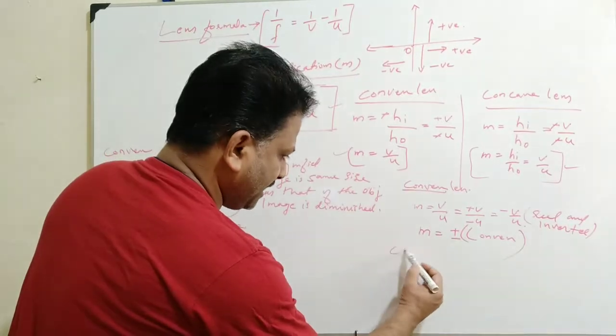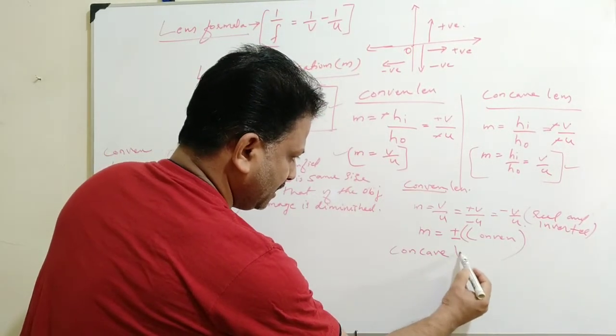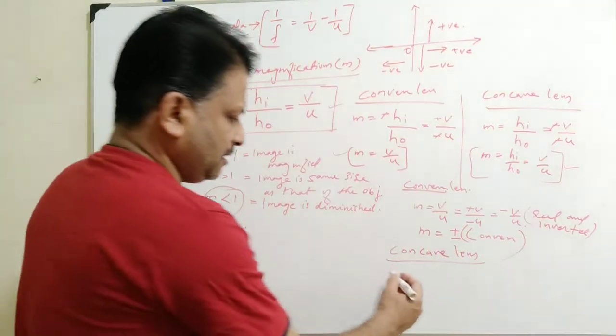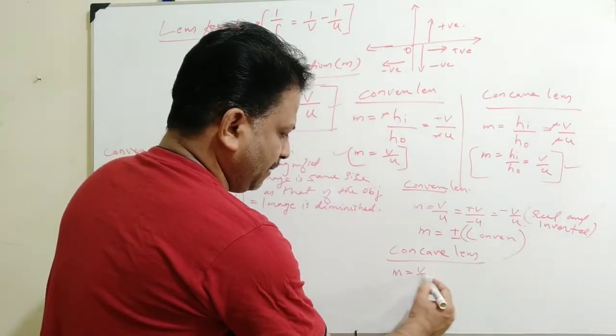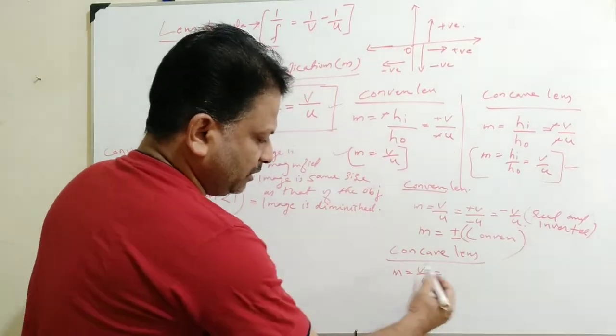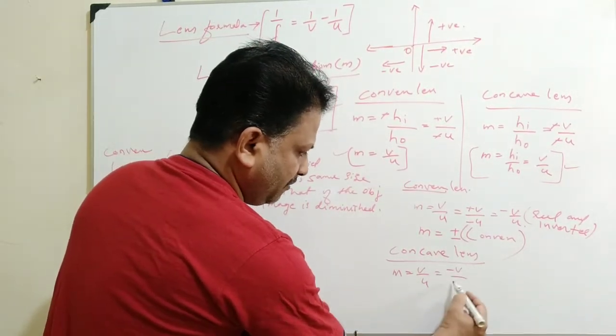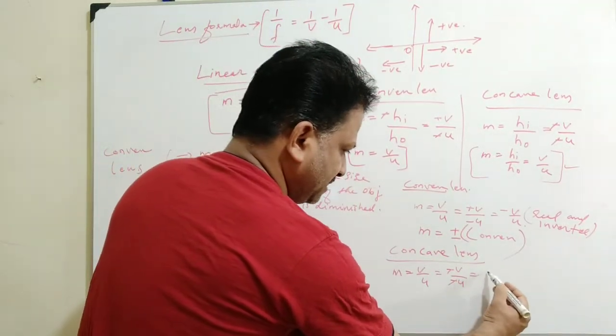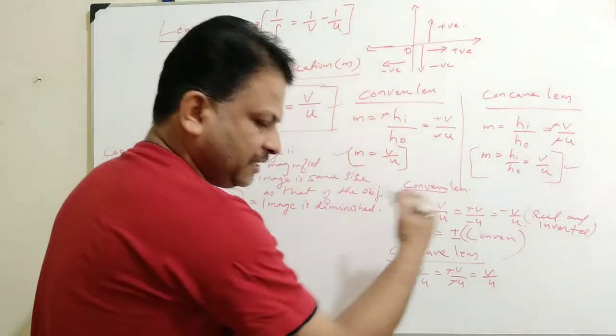Now let us check the case of concave lens. In case of concave lens, let us see the nature of image. If magnification is equal to v upon u, the value of v is negative, the value of u is also negative in case of a concave lens. So minus minus cancel, we are getting it as v by u, positive.